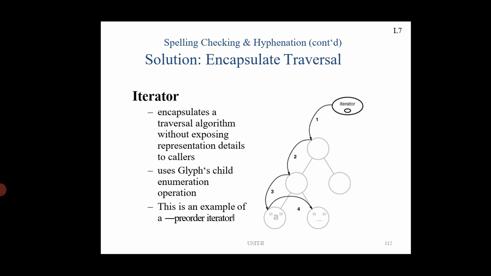It's a 4. Okay, this is the diagrammatic representation of what we are studying. The figure shows this to you. We are encapsulating the analysis. We need to encapsulate the analysis in a separate object here. Look at this object, iterator. This is the object structure.